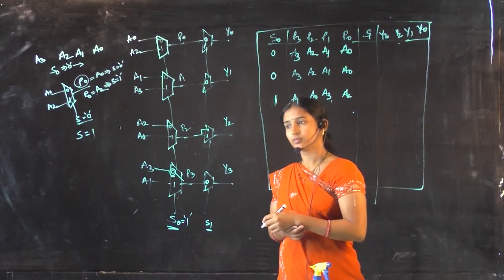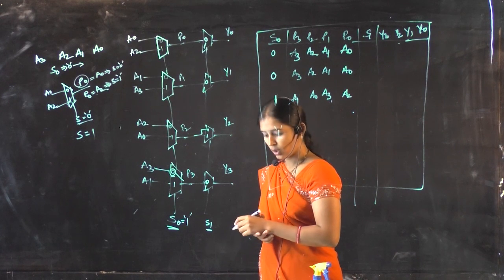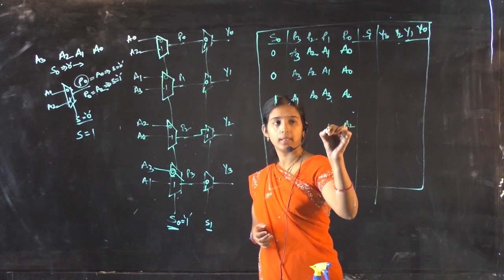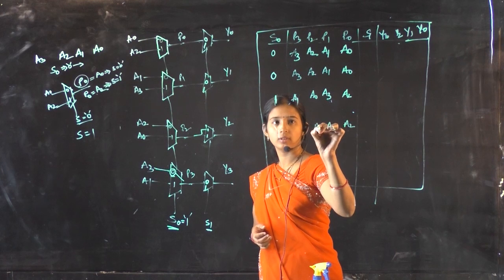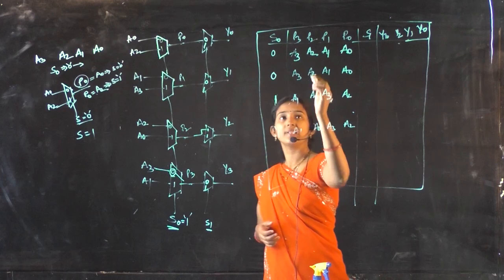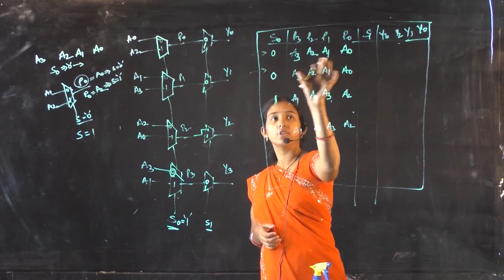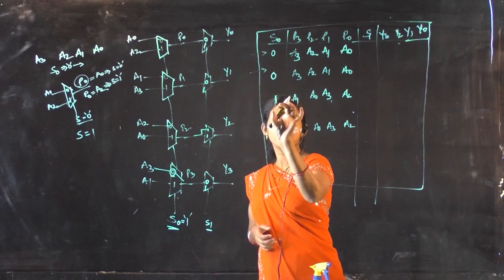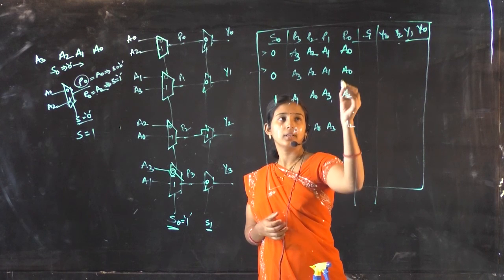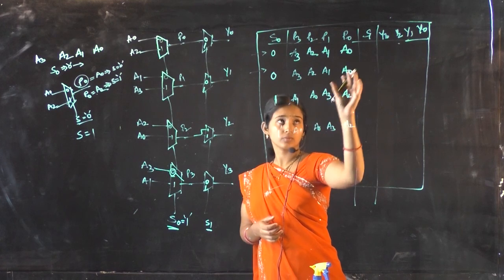Again, if the selection line is equivalent to 1, what happens? The same: A2, A3, A0, A1. See here, if the selection line is equivalent to 0, there is no shift in the data. If it is 1, there is a 1 bit shift, and that too a 1 right shift.